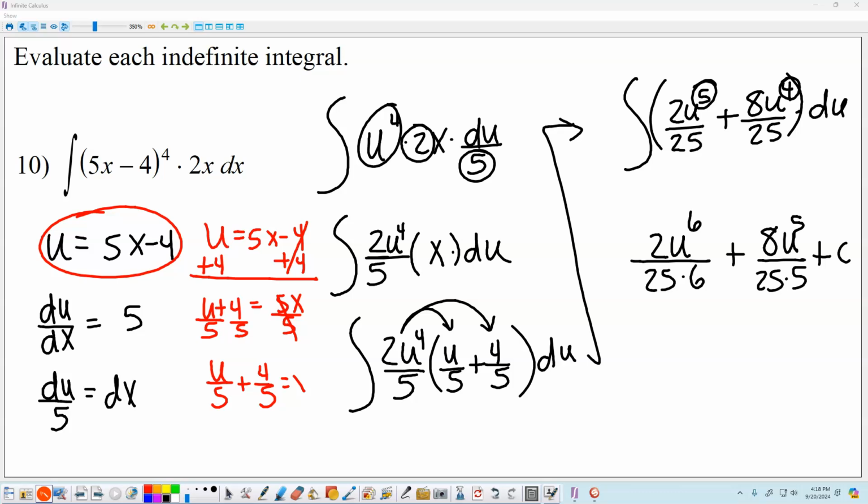If you can reduce, now 8 can only be divided by 2 and 4, and neither one of those go into these bottom numbers here. So this fraction here is going to pretty much just stay the same. It's going to be 8 over 25 times 5, which is 125, and that would be u to the fifth power. On this other fraction, though, in the front, the 2 and the 6 can be reduced. So 2 goes into 6 3 times. So on the top, I'm left with a u to the 6th, and on the bottom, 25 times 3 is 75.